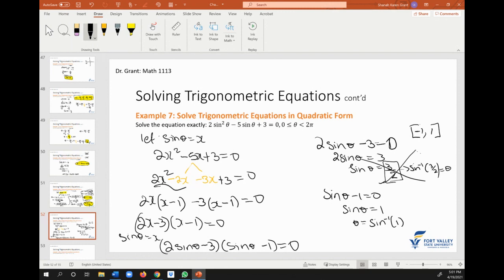And so for sine theta equals 1, note that that angle is actually 90 degrees, which is pi over 2. So then here, theta is pi over 2.